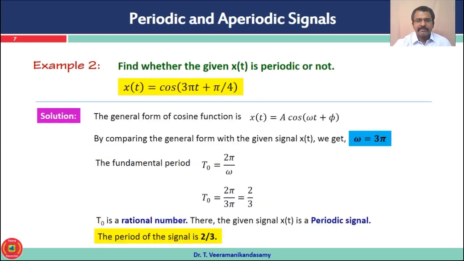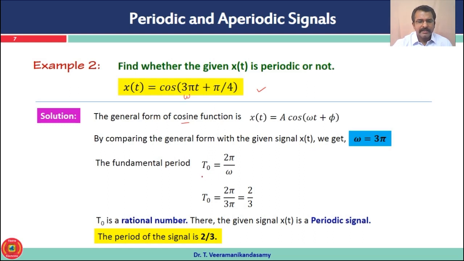Then example 2, find whether the given x of t is periodic or not. The given x of t is cos of 3 pi t plus pi by 4. The solution for this problem: x of t has the cosine function, so we need to write the general form for the cosine function. That is x of t is equal to A cos of omega t plus phi. Omega is the angular frequency, phi is the phase angle. By comparing the general form with the given x of t, we get the omega value. So omega is equal to 3 pi.